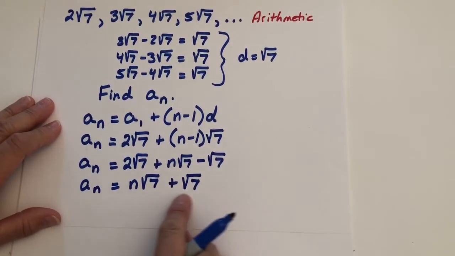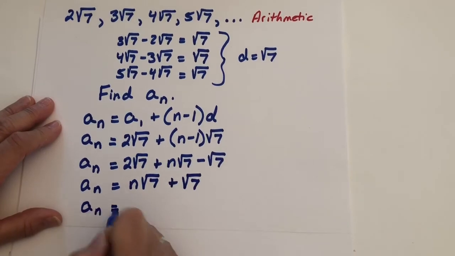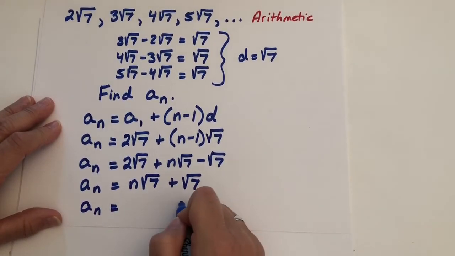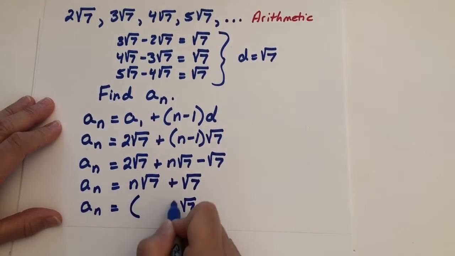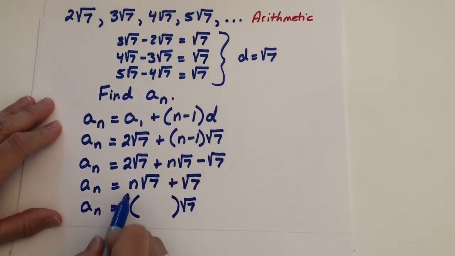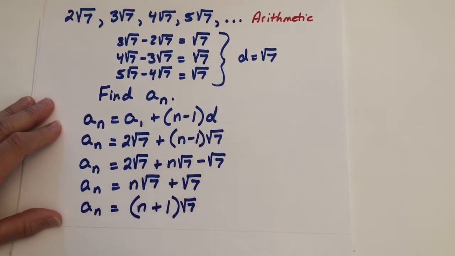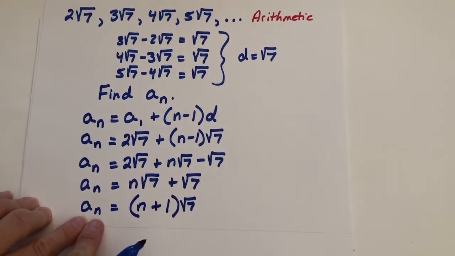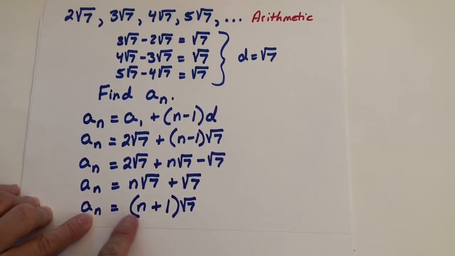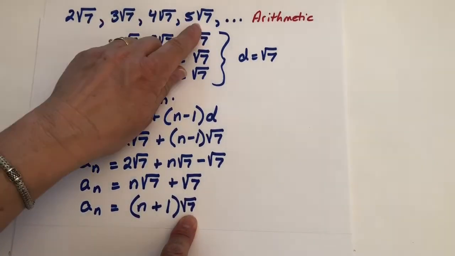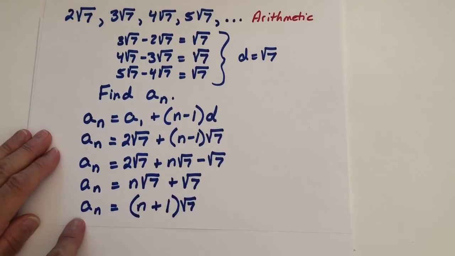I'm going to factor out that square root of 7. So if I do, I'm going to factor out the square root of 7 and I'm going to put it after this binomial. I would have n plus 1. The coefficient of that square root of 7 is 1. And notice what that tells us. If you were going to look for the fourth term, for example, you would have 4 plus 1 or 5 square root of 7. Notice we can confirm right here, fourth term is 5 square root of 7. So we have some confidence that that is in fact the formula for the nth term.